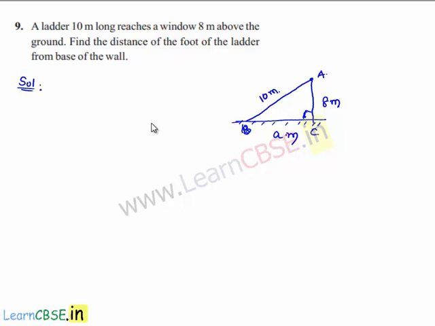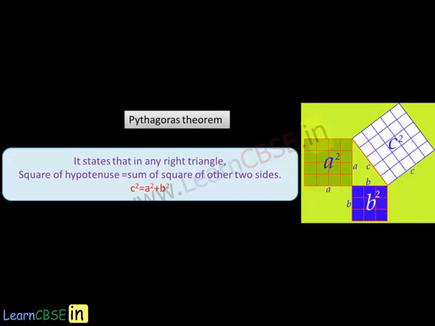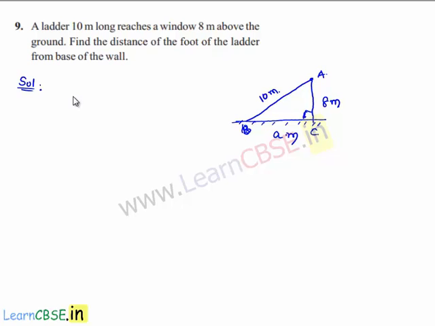with hypotenuse as 10 meters and the other two sides as 8 meters and a meters. We know from Pythagoras theorem, hypotenuse square is equal to the sum of squares of the other two sides. We can say hypotenuse square, that is AB square, is equal to the sum of squares of the other two sides, that is BC square plus AC square. That implies AB square, here we have 10 square, is equal to BC square, that is a square, plus AC square, which is given as 8 square.